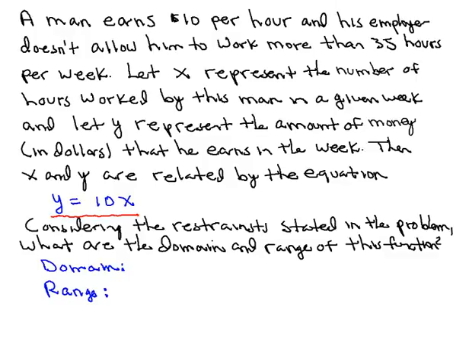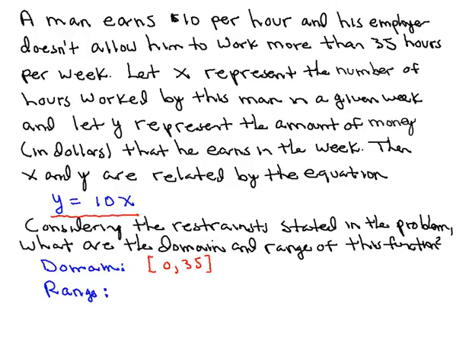Now, I think you would agree that it's possible for the man not to work at all in a given week, but he could also work up to 35 hours per week. So that would tell us then the domain in interval notation would be from 0 to 35, including both the 0 and the 35.